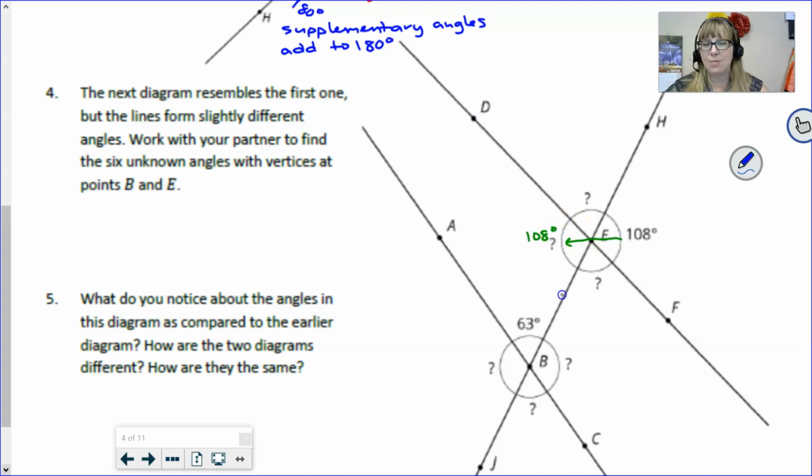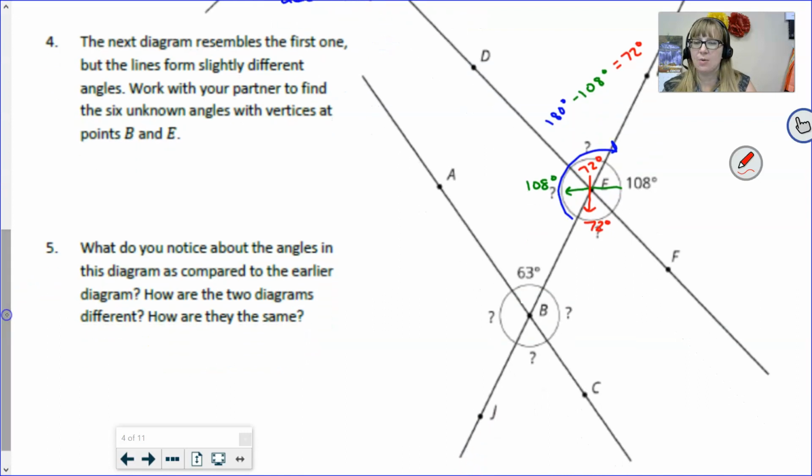And I can see we have a straight angle here. That means that I'm going to take these two angles and understand that they will add up to 180 degrees. So 180 degrees minus 108 degrees gives me 72 degrees. That means the measure of this angle here is 72 degrees. And vertical angles being congruent tells me that this angle here is also 72 degrees.